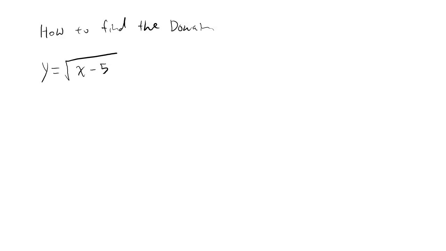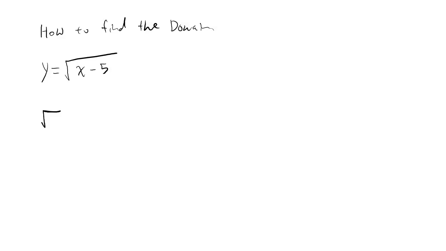Now, that immediately raises the question of how to find the domain. So there are some basic things that you have to know. So think about an example: y equals the square root of x minus 5. If you have this function, square root of x minus 5, what's the domain?